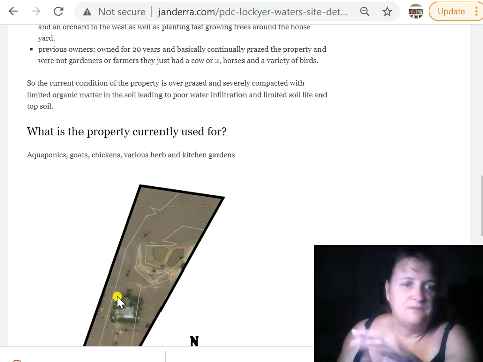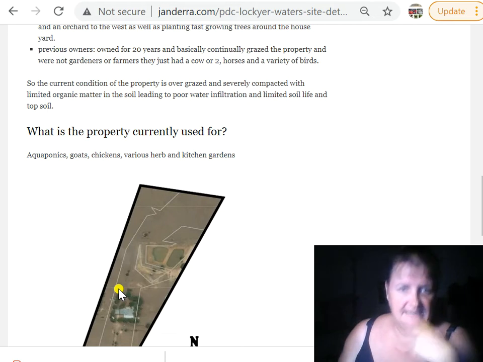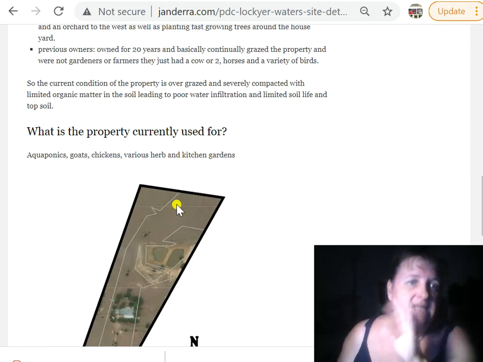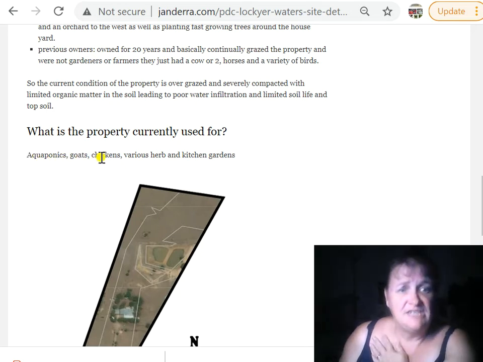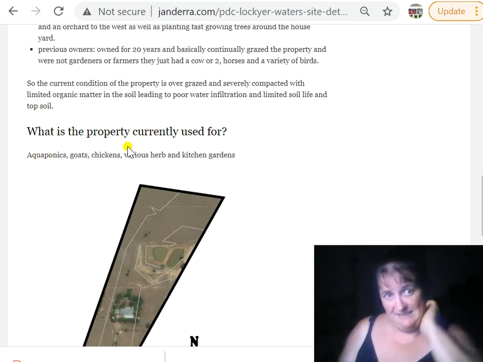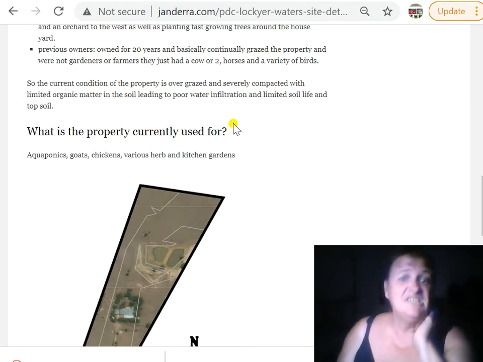So yeah, there were big problems with those trees. The leaves were dropping into the gutters and fermenting and tainting the water, making it so the gutters were constantly full of leaves. Currently on the property we've got aquaponics, goats, chickens, and various herbs growing all over the place, and a kitchen garden type thing.